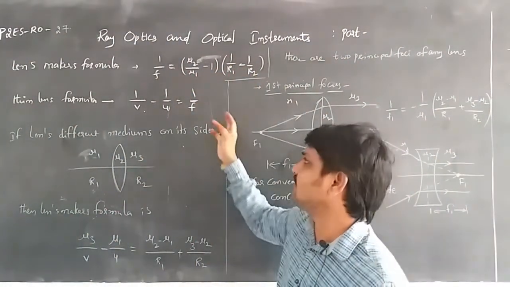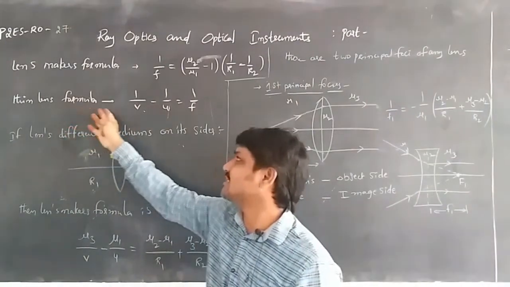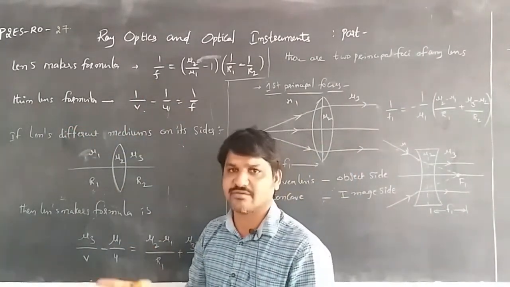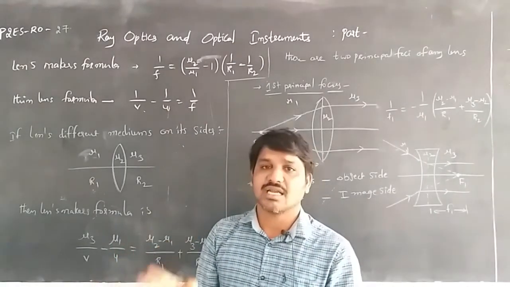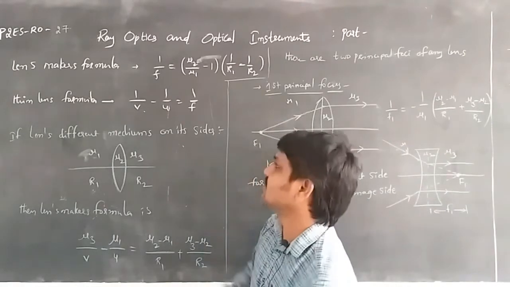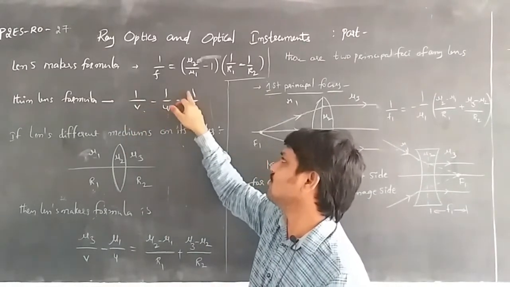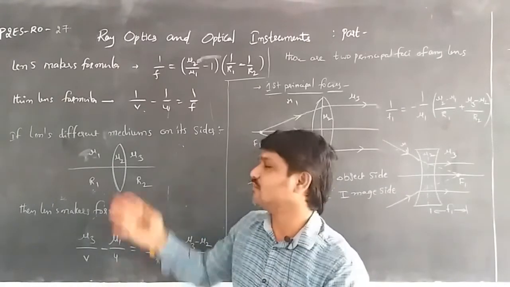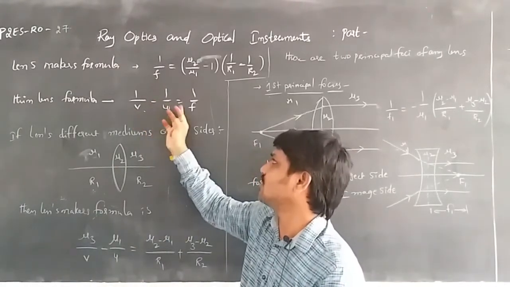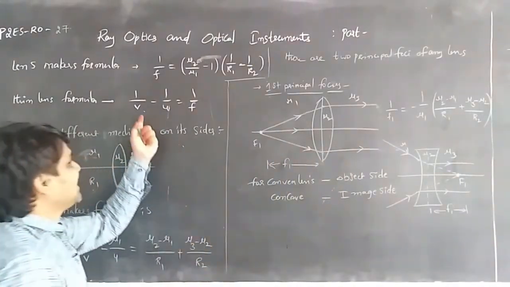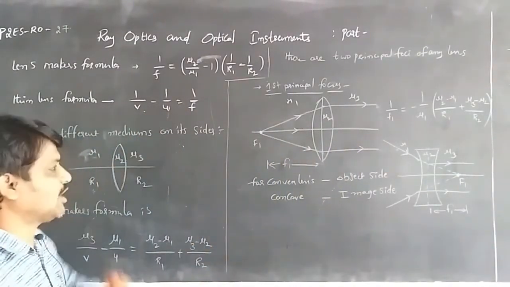Then from that equation we can find the thin lens formula. Whenever the image is formed at the focus when the object is at infinity, we get 1 by v minus 1 by u is equal to 1 by f. When we compare both equations, we get 1 by v minus 1 by u is equal to 1 by f. From that we can write the formula of a lens, the thin lens formula or lens formula.